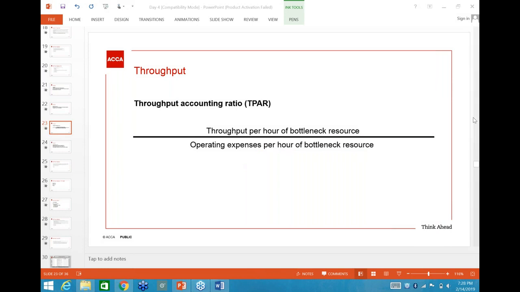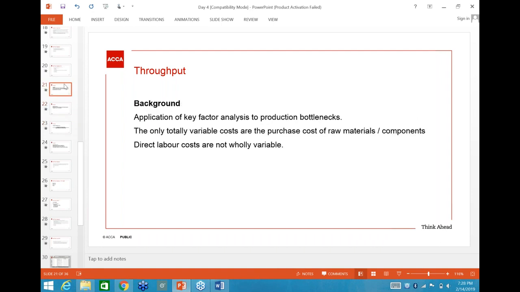There's a question. Salman wants to know about wholly variable. I think he's referring to direct labor costs are not wholly variable. So that's direct labor cost. Practically, you hardly can find a fellow in the real world who's working on a piece rate. So in that sense, your labor cost is actually not variable if you really think about it.